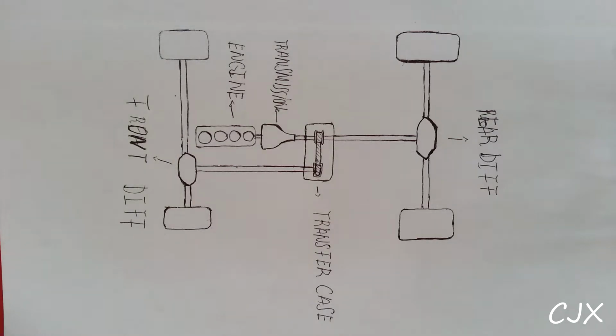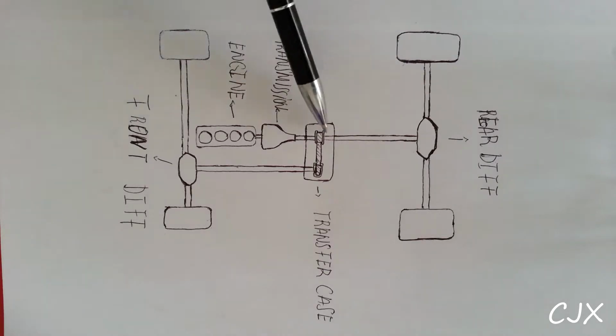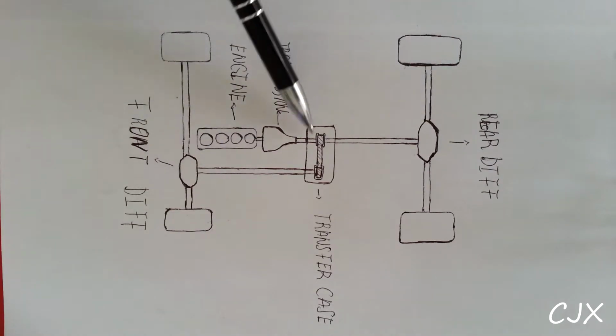So this four-wheel drive mode is only used for tough terrain that you need to get out of, where two-wheel drive mode can't help you. The thing about sending power 50-50 and not having a differential around here is because of binding.